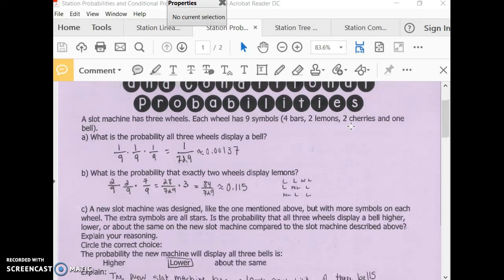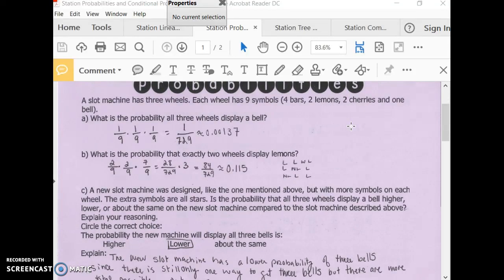So we're talking about conditional and all of that jazz, probabilities. The slot machine has 3 wheels. On the wheels you have 9 symbols: 4 bars, 2 lemons, 2 cherries, and 1 bell. What's the probability all 3 wheels display a bell?